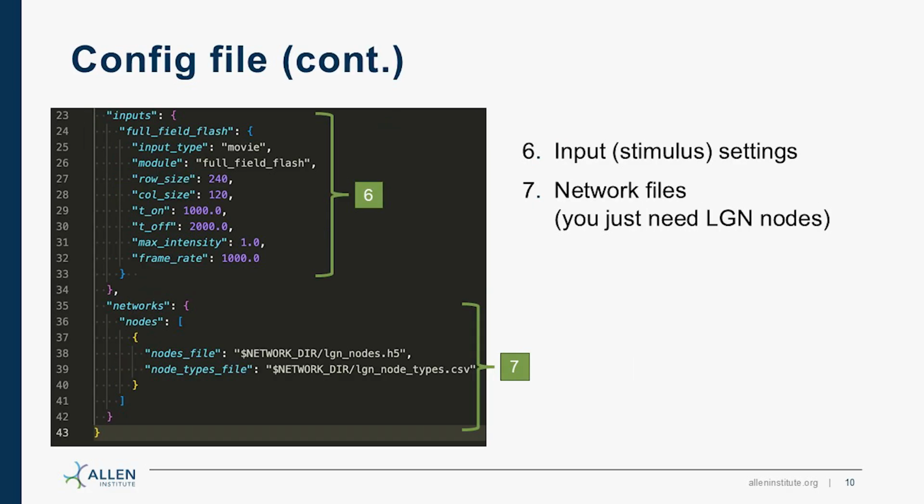Okay, and then probably the most work for this section is editing the inputs section here, and what you want the input to the model to be. For this example, the input type is movie, and the module is a full field flash. It's just going to flash a screen to the model. Then the size of the input, the time it goes on and off, so it's from 1 second to 2 seconds, the intensity, and the frame rate, which is 1,000, as we talked about. All right, and then where to find the network files. So these are the LGN nodes that were pre-made and should already be in your folders.